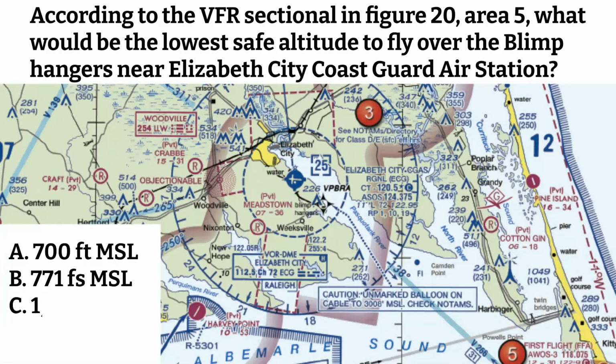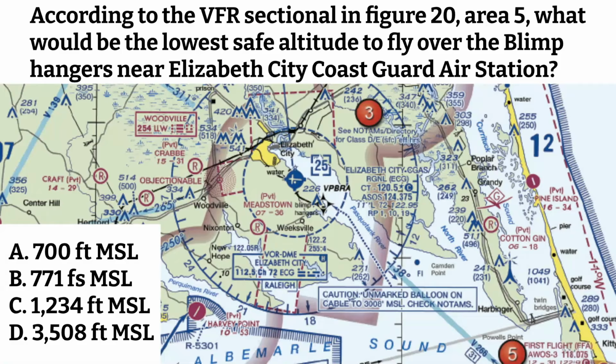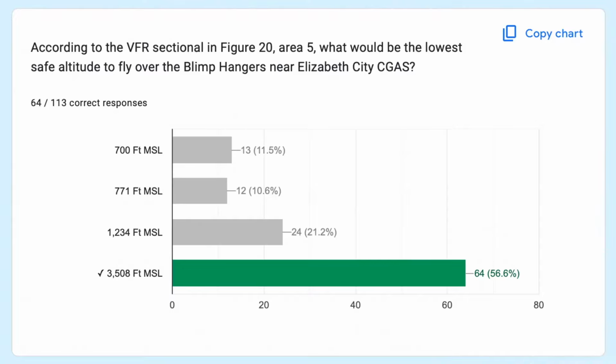Okay, next question, number 8. According to the VFR sectional in figure 20, area 5, what would be the lowest safe altitude to fly over the blimp hangars near Elizabeth City Coast Guard Air Station? Pause the video for a second if you need, and I'll show you the answers here. Okay, looks like most of you guys got this one right. Some of you thought that we could fly at 1,234 feet MSL.